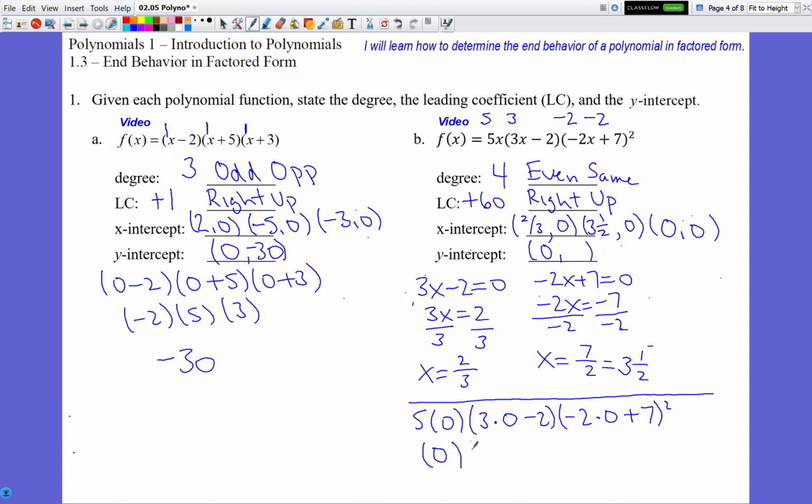3 times 0 is 0, I almost said 3. I kind of did, but I took it back. So 3 times 0 is 0 minus 2. And negative 2 times 0 is 0 plus 7 squared.